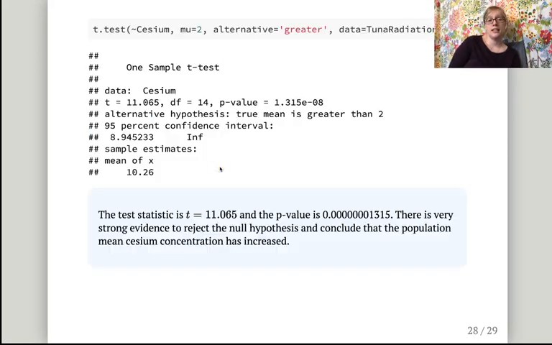We'll feed this data into R, so the variable is cesium. Our mu is 2. Our alternative is that this is greater than 2. The data is the tuna radiation data set. So our test statistic is about 11. So we're about 11 standard errors away from what we would expect. There's a very small p-value associated with this. So this is really compelling evidence to conclude the population mean cesium concentration has in fact increased.